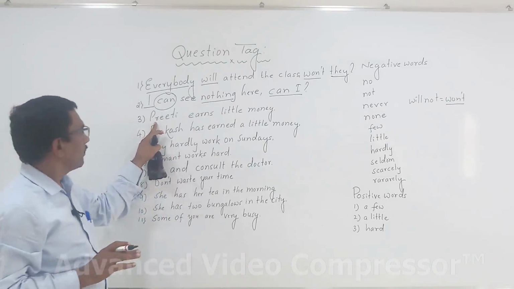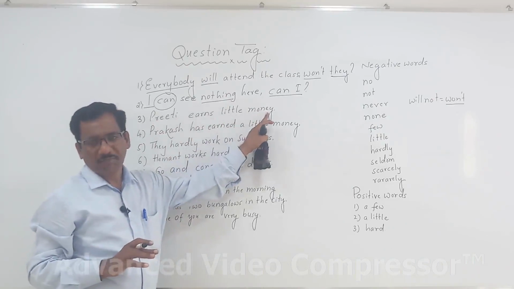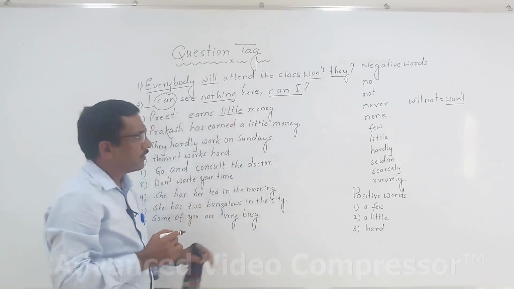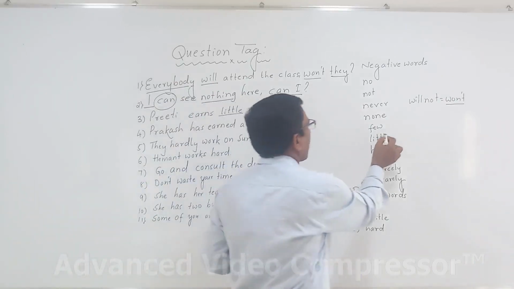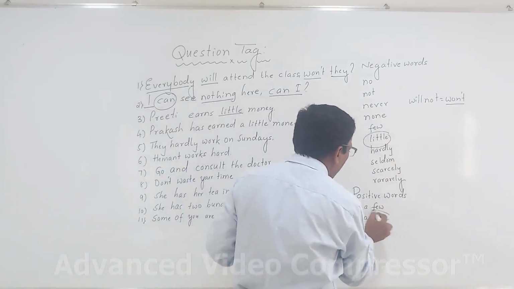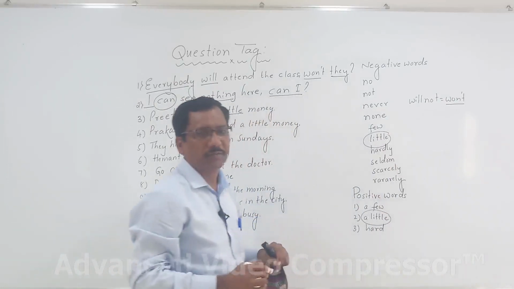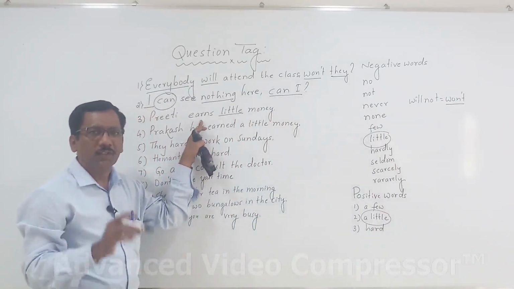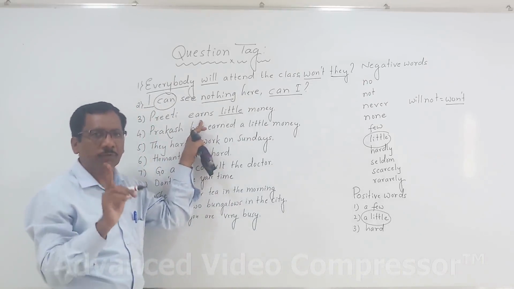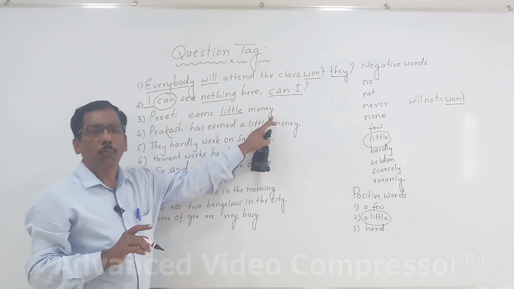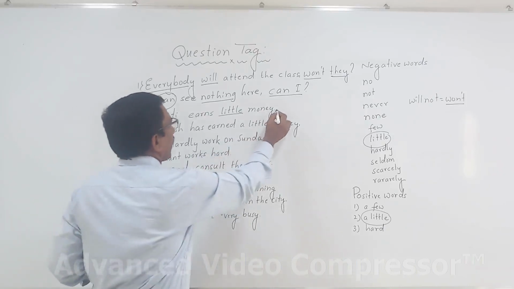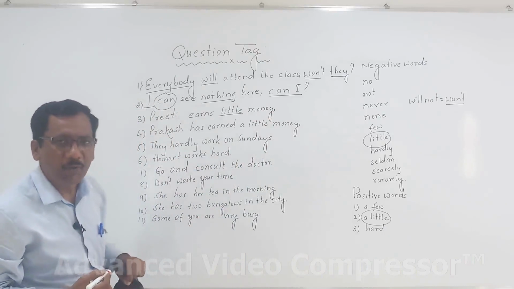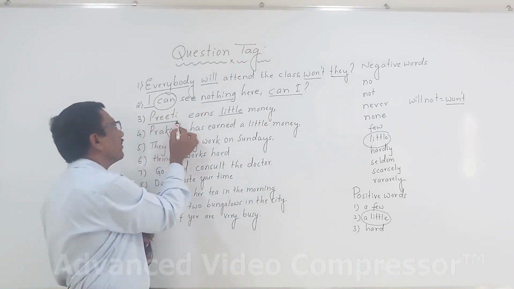Third example. Preeti earns little money. The sentence consists of the word little. Little is a negative word, whereas a little is a positive word. When the sentence consists of a negative word, the sentence is treated as negative, so it needs a positive question tag. Okay, let's see the helping verb. To write the question tag we need a helping verb. What's the helping verb here?